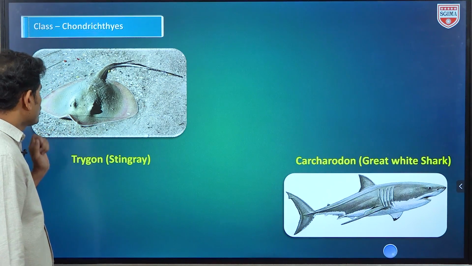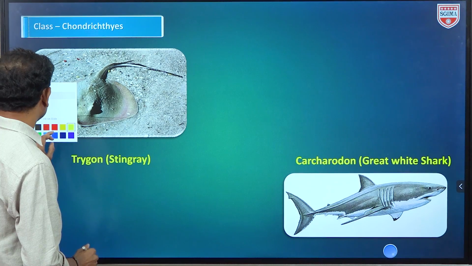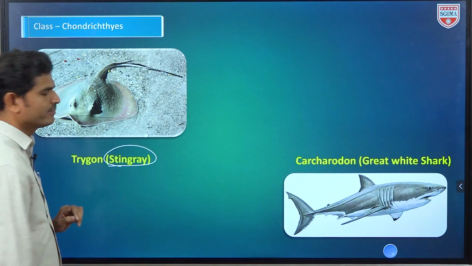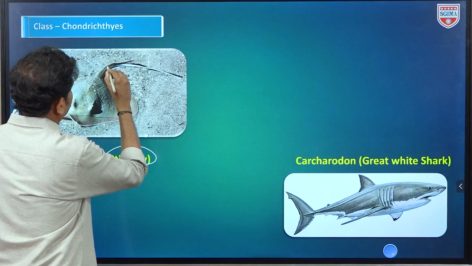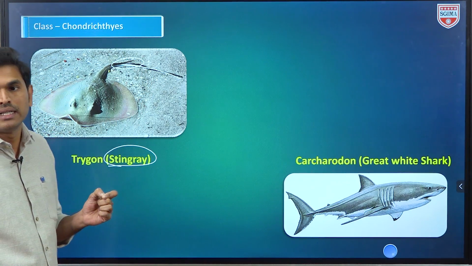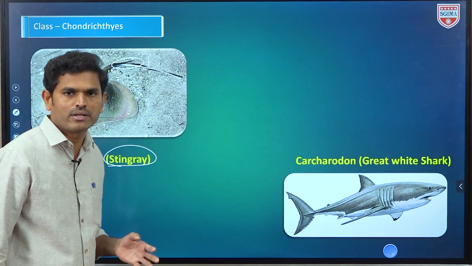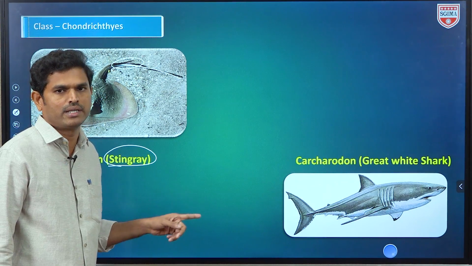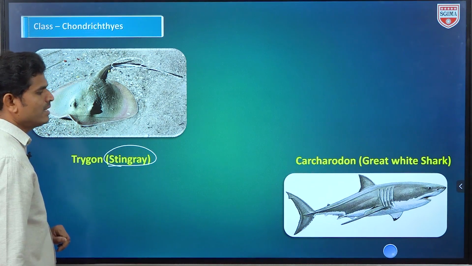First one, Trygon, called stingray. Why is it known as stingray? It contains a tail, and at the base of the tail we can clearly observe one poisonous sting. It can use that sting for predation, to hunt organisms, and majorly for protection. That's why they are called stingrays.